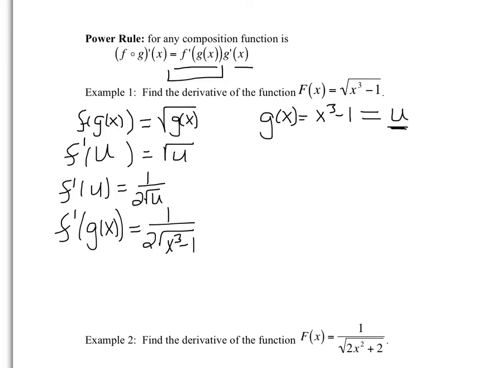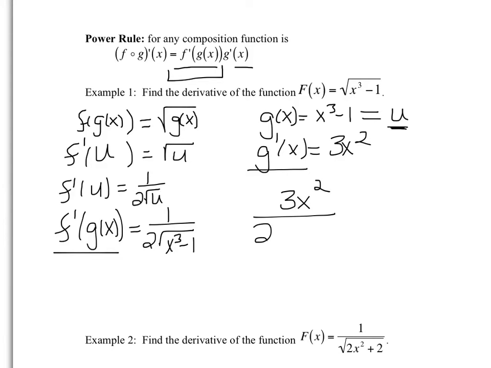Then it says you multiply that by g prime of x. Well, g prime of x is just u prime, which is 3x squared. So our final step is to take f prime of g of x times g prime of x. If I multiply those two things together, I get 3x squared times 1 for the numerator, and 2 square roots of x cubed minus 1 for the denominator. And that is my final answer using the chain rule.